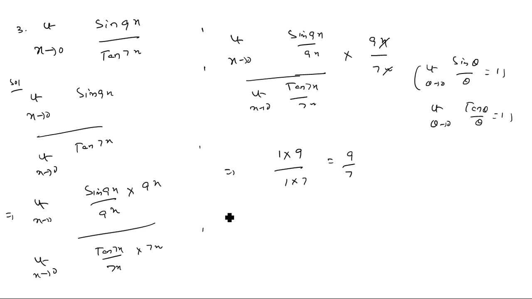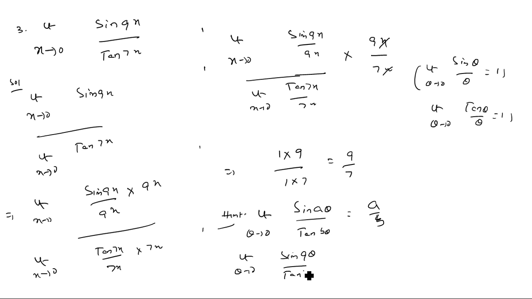As a directive, we can write that limit theta tends to 0 sin a theta by tan b theta is a by b. So here, limit theta tends to 0 sin of 9 theta by tan of 7 theta, the value is equal to 9 by 7 if you are writing directly also.